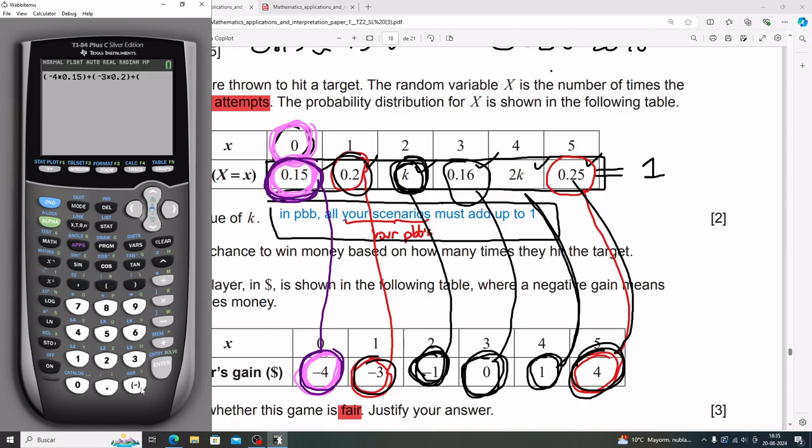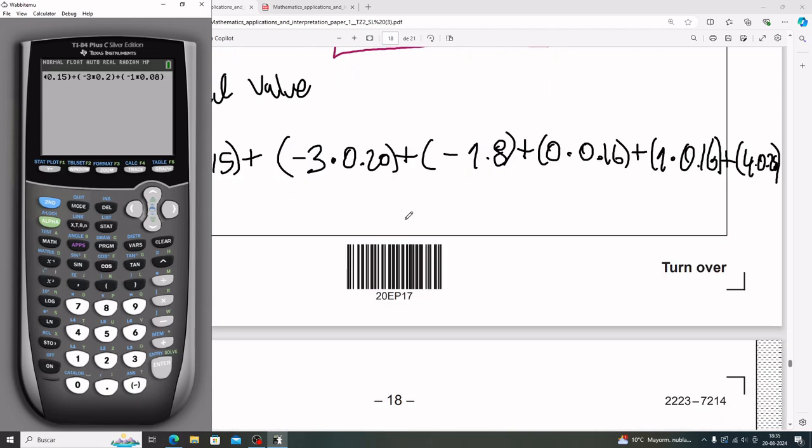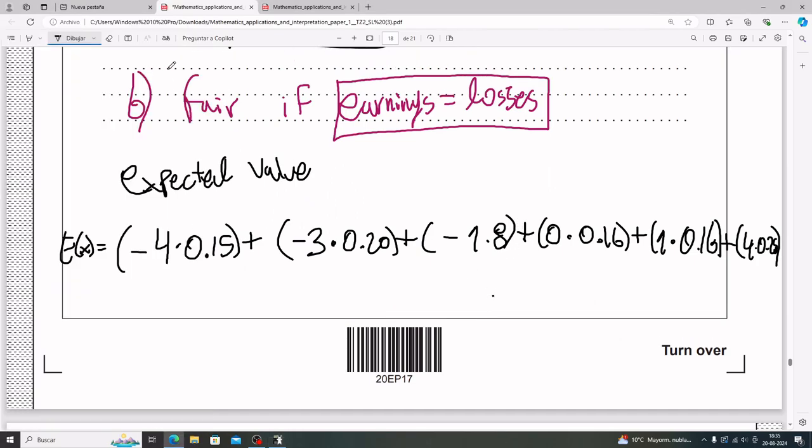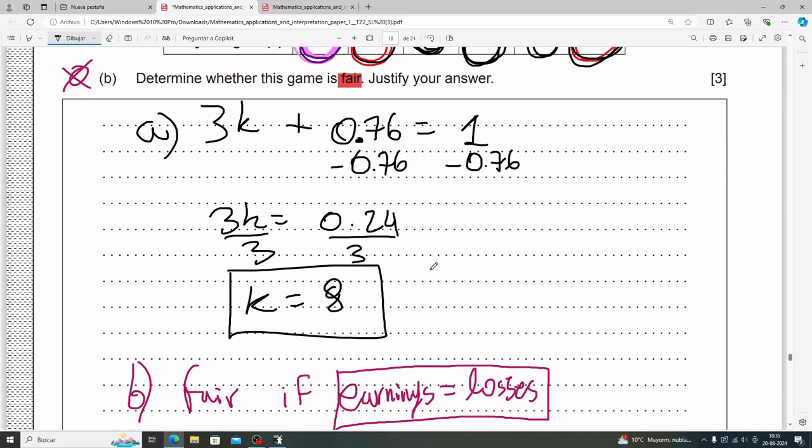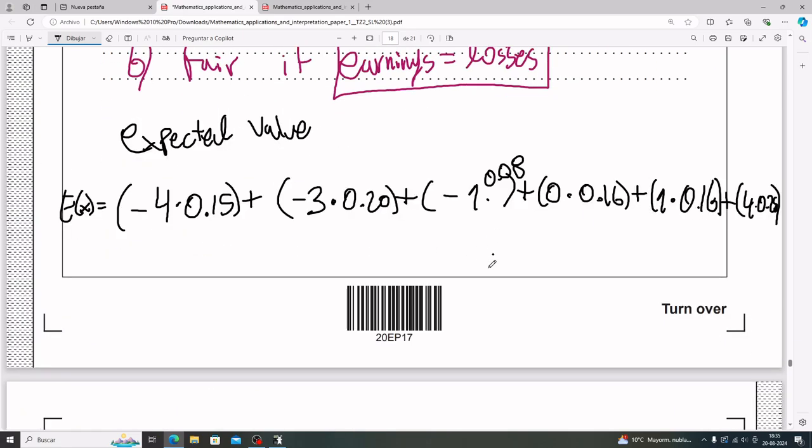Plus probability of losing $1 is k. K was 8, so 0.08. Actually 0.08, I might have written that wrong down here. This is supposed to be times 0.08. K is 8, so that's 8%, right? 8% is going to be 0.08. Small detail, I missed it down here.